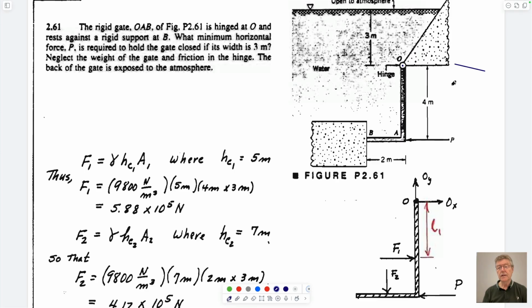is here, but it's predicated on this kind of figure that we would have, which is a gate here. So what is it? It's hinged at O, so it can rotate around this point here. What is the minimum horizontal force P that we need to hold the gate in place? It's 3 meters in width.